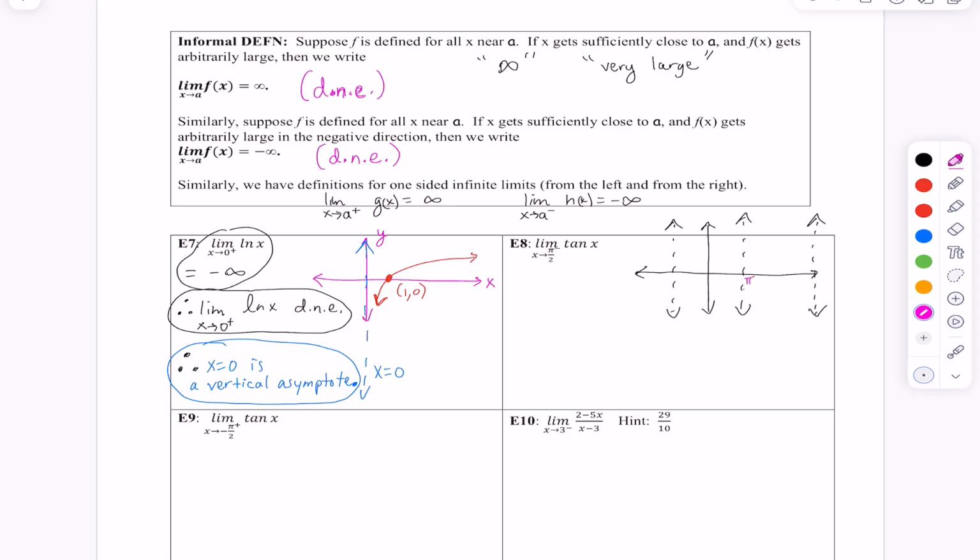Remember, this is pi over 2. This is the opposite of pi over 2. This right here is pi over 4. Over here, this is negative pi over 4. And we could draw a period of tangent. I'll leave it up to you to draw a second period.